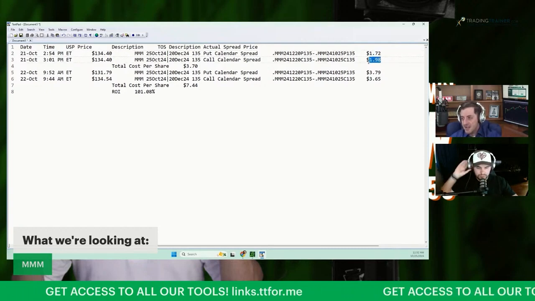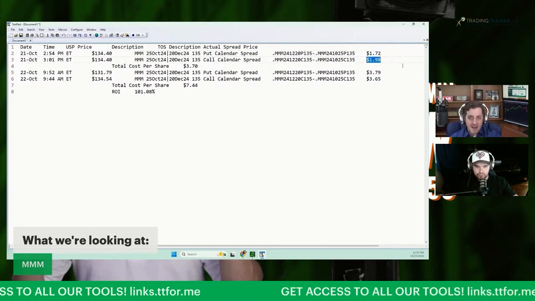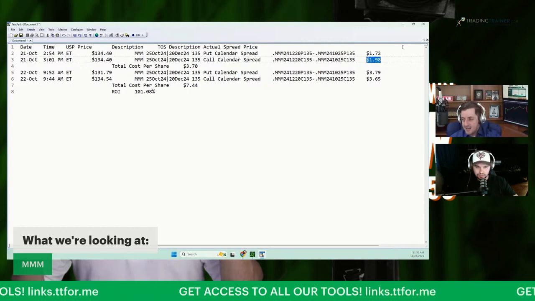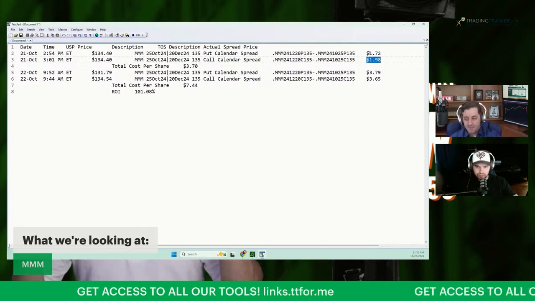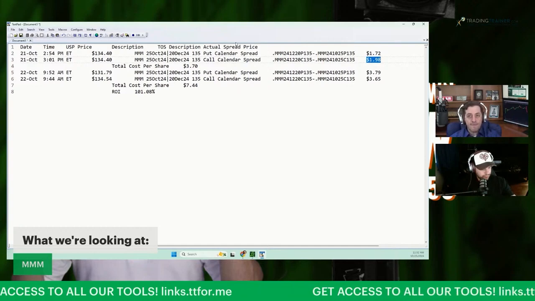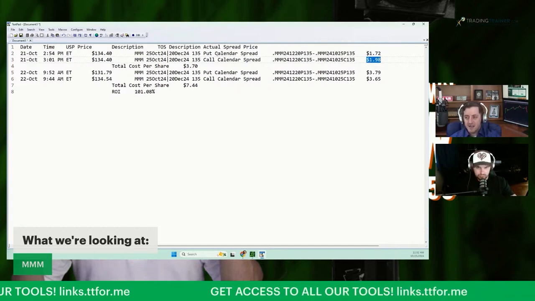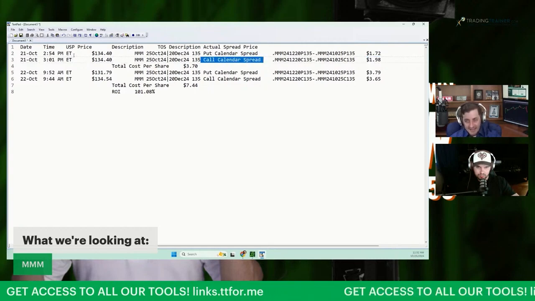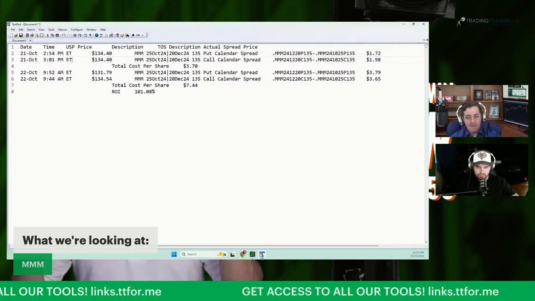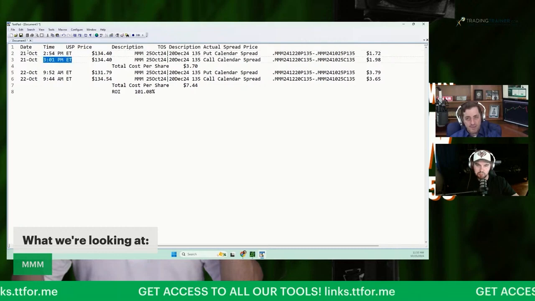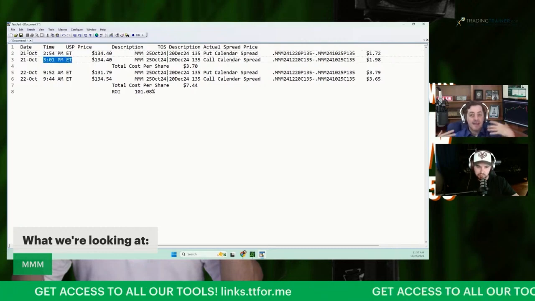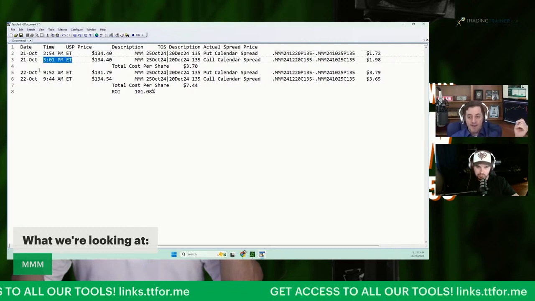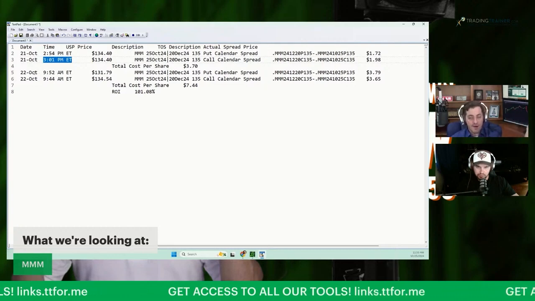And on the other side of the equation, $1.98 per option, or $198 per contract, right? And so I bought quite a few of these contracts of both the put calendar spread and the call calendar spread, literally the hour before the end of the market on October 21st. Then earnings came the morning of October 22nd before the market opened.